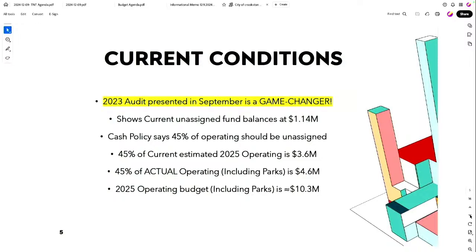45% of our 2025 operating budget is 3.6, not including parks. If you include parks, which in most cities should be part of the general fund, though it's not required to be, that would be 4.6. And our 2025 operating budget is 10.3 million. Next slide.